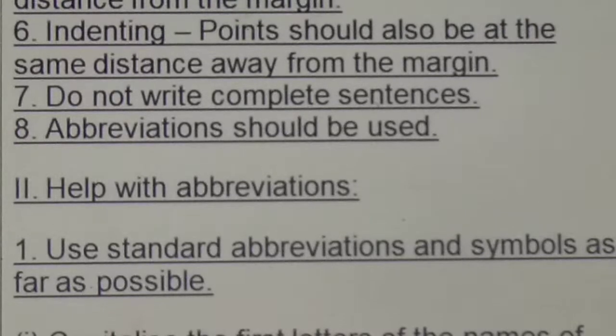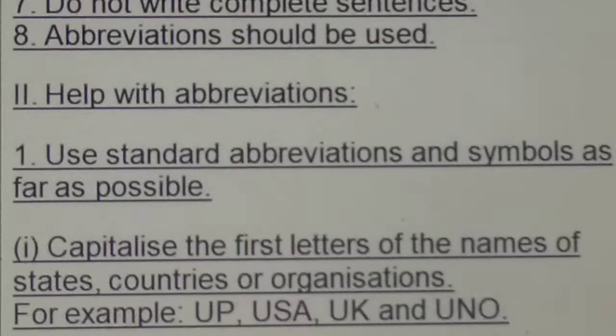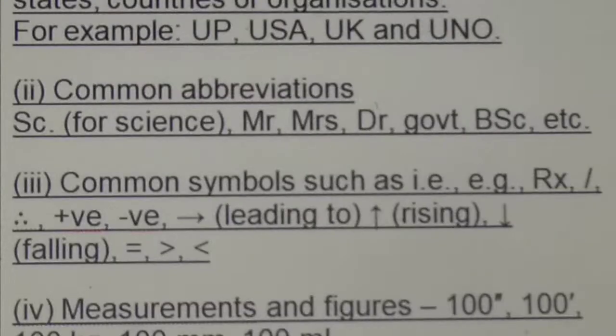Use standard abbreviations and symbols as far as possible. Capitalize the first letters of the names of states, countries or organizations. For example, UP, USA, UK and UNO. These are common abbreviations. SC for science, we all know that. Mr., Mrs., Doctor, Government, BSc, etc. These are the common abbreviations.